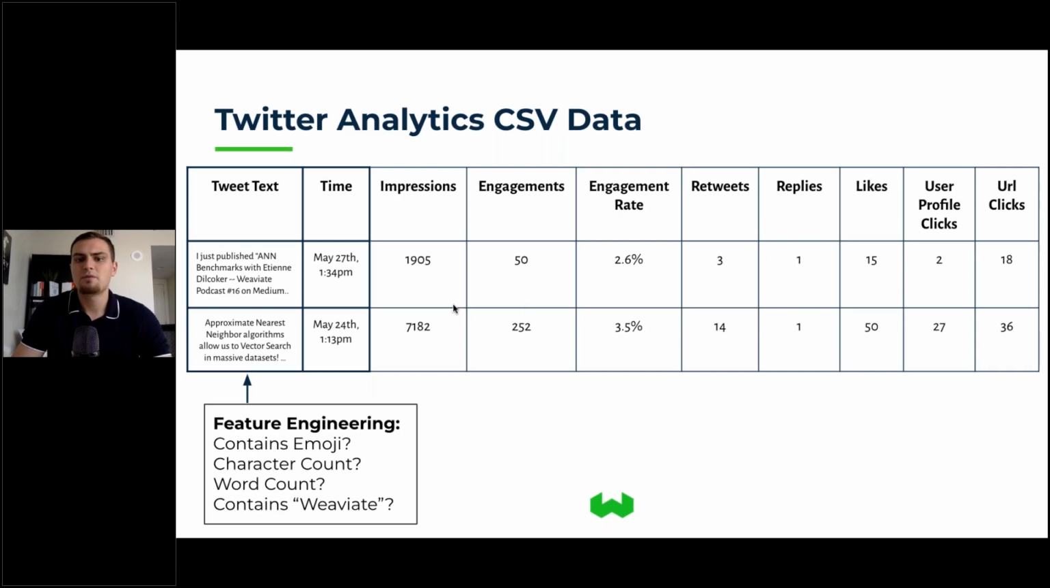So to preview the theme of this talk, usually what we would do is we would try to do some kind of manual feature engineering to create symbols from the content of our tweet. So does the tweet contain an emoji? What's the word count of the tweet? Or does it contain particular phrases like Weaviate or deep learning?